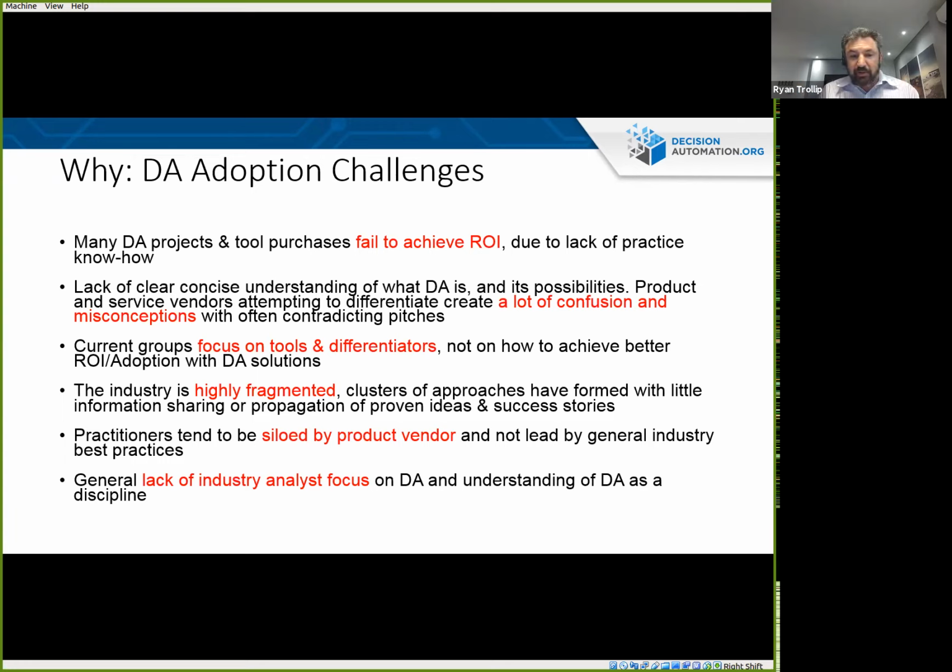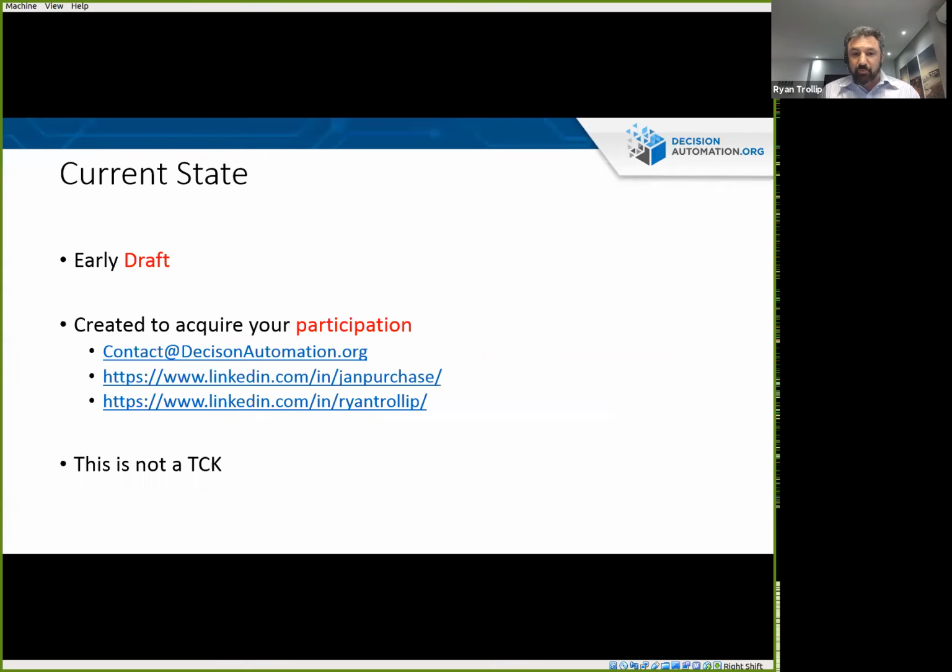And there's a general lack of analyst focus, especially around capturing of requirements around decision automation. You have the typical garbage in, garbage out problem. If you don't do the requirements well, those projects don't tend to achieve ROI. They don't tend to be successful. So that's why we're focusing on that area first. It's, we believe, a critical area to getting broader adoption in decision automation. So you don't mind going to the next one.